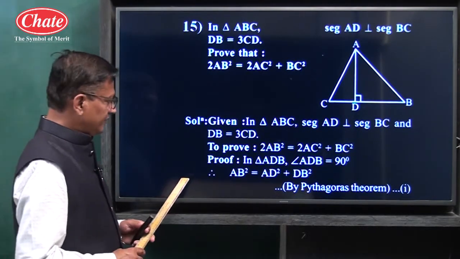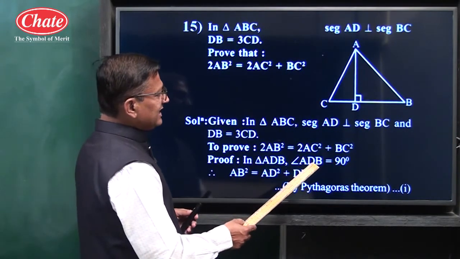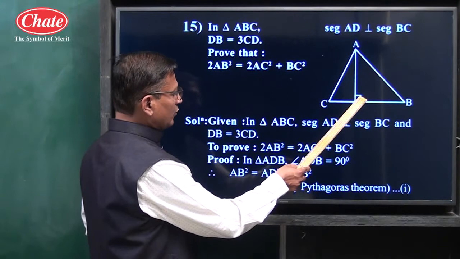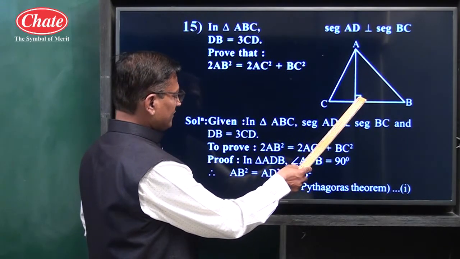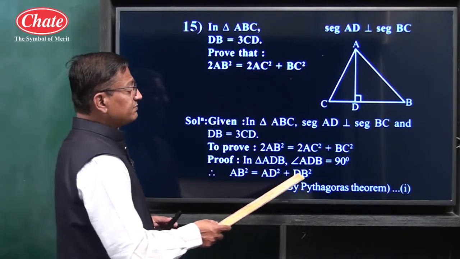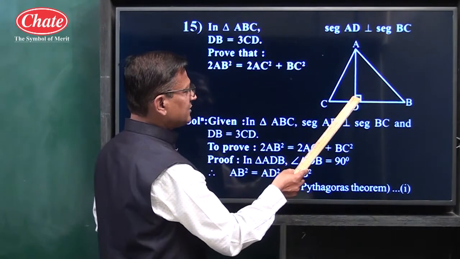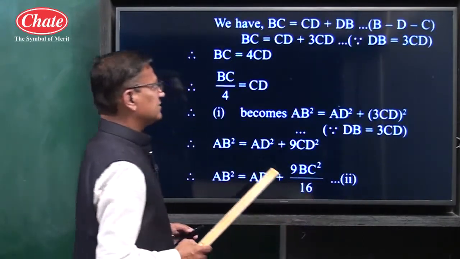Now in the proof, in triangle ADB, angle ADB is equal to 90 degrees. So we can use Pythagoras theorem here. We get AB square is equal to AD square plus DB square. AB square is equal to AD square plus BD square.